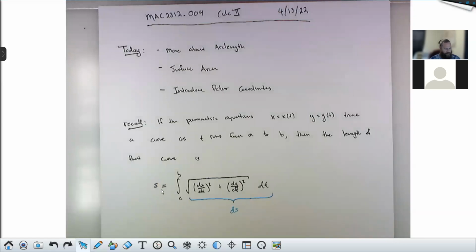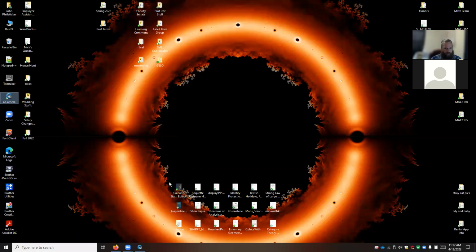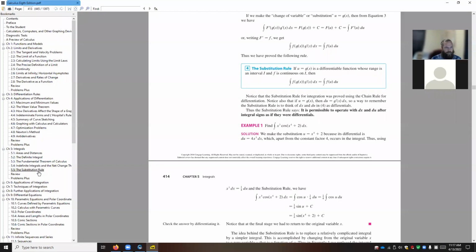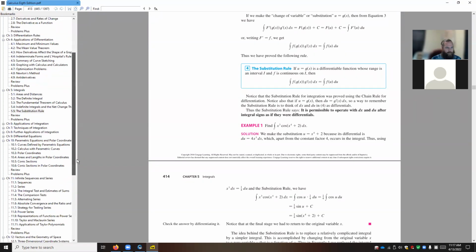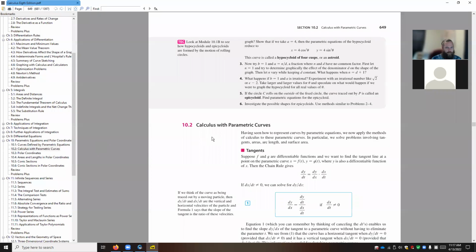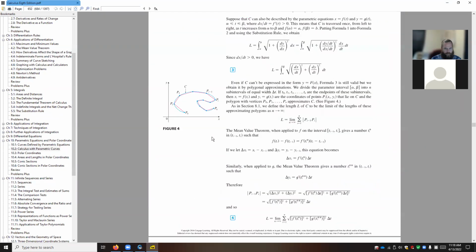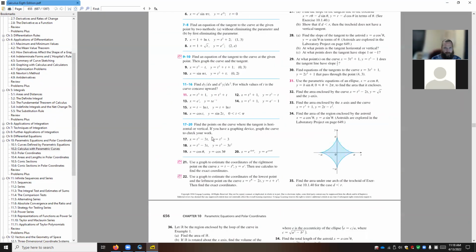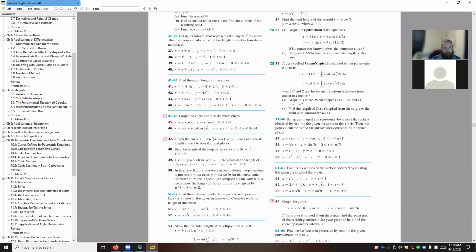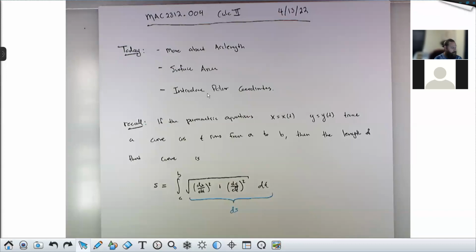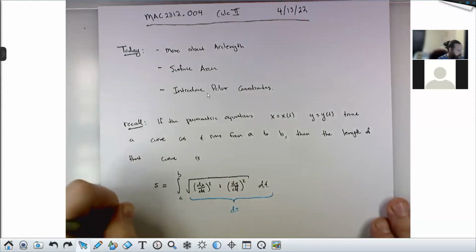So let's do one more example. I think we got one or two of these under our belt the other day, but I think it would be wise to look at at least one more. There was one that was kind of fun. Yeah, number 42 here is nice. We want to find the length of the curve given by x equals e to the t minus t, y equals 4e to the t over 2. So let's go ahead and write that down.